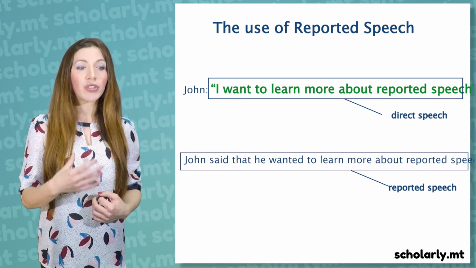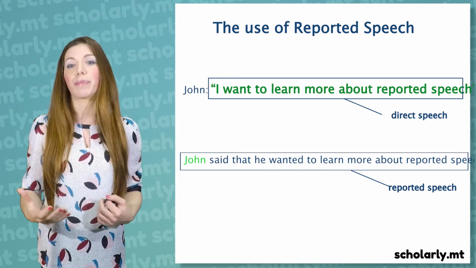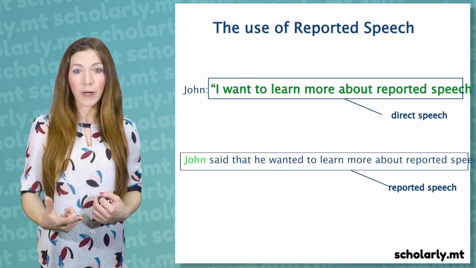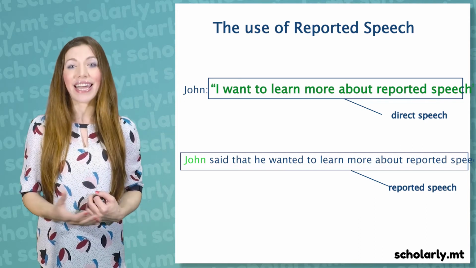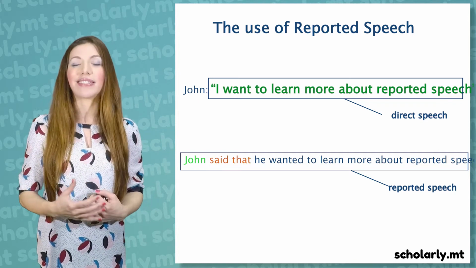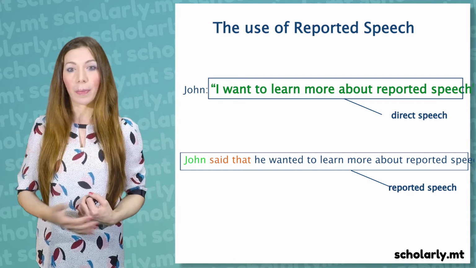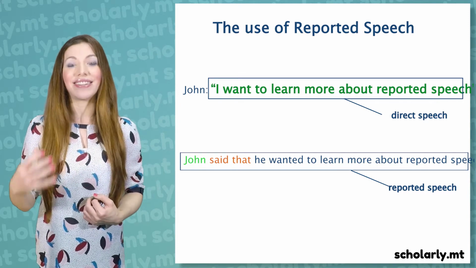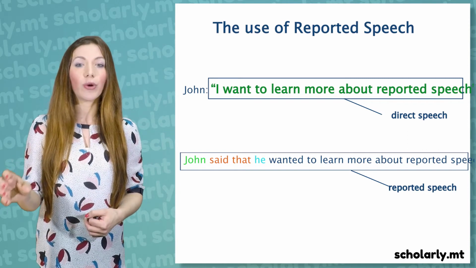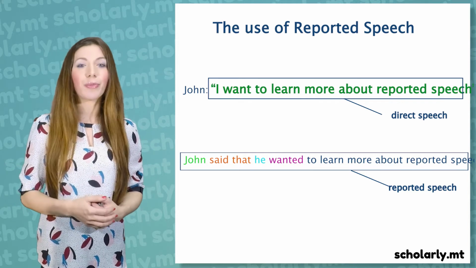In reported speech, we're likely to start with a proper noun, in this case, John, or a pronoun, he. Then we need the reporting verb, in this case, it's say, in the past, said, and that. We can say said that, and we change the verb to the past. So John said that he, that's very important, we need the object there, he wanted to learn more about reported speech.